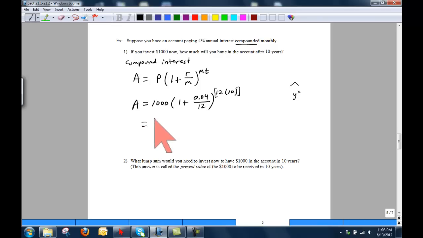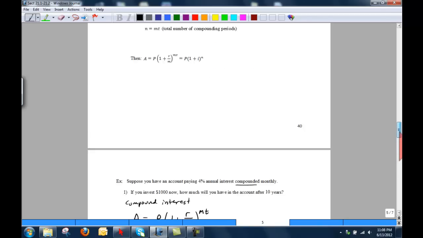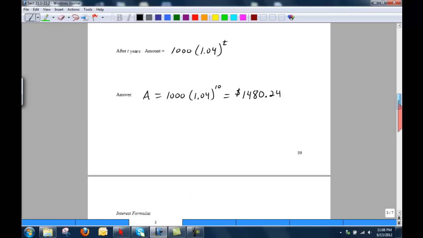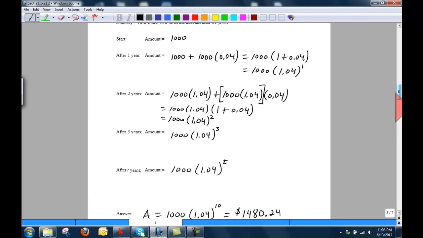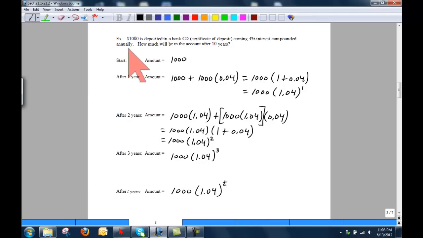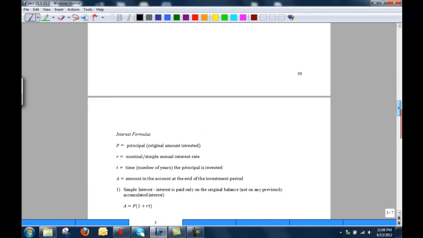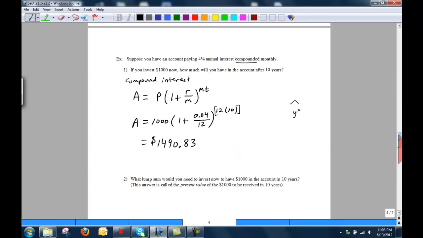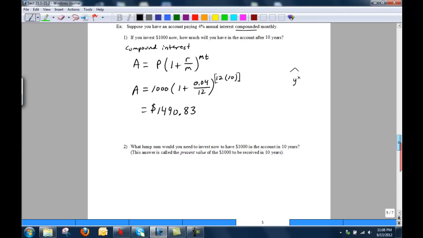To check yourself, to make sure that you can get on your own calculator $1,490.83. Comment. Notice that that's a little more than the $1,080 when interest was compounded 1 time per year. So in general, the oftener the interest is compounded, here compounded 12 times per year instead of just 1 time per year, the more the principal will grow to.